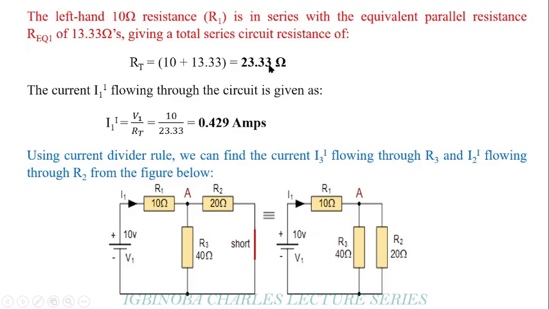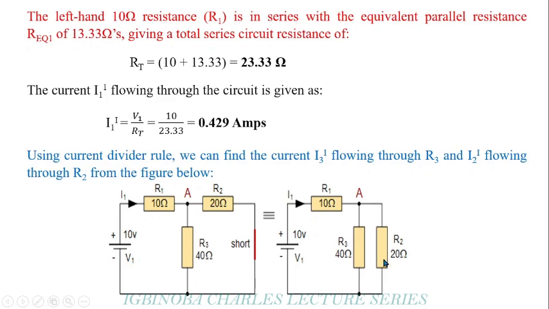making it 23.33 ohms. Now the current flowing through this part, we can call I1 prime, because in the initial circuit it is written as I1. So at this point we call it I1 prime. I1 prime, which is the current flowing through this circuit, equals the voltage in the circuit divided by the equivalent resistance, which gives us 0.429 amps. So our I1 prime is equal to 0.429 amps.